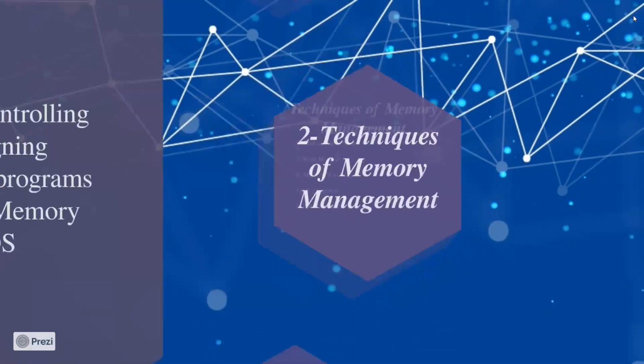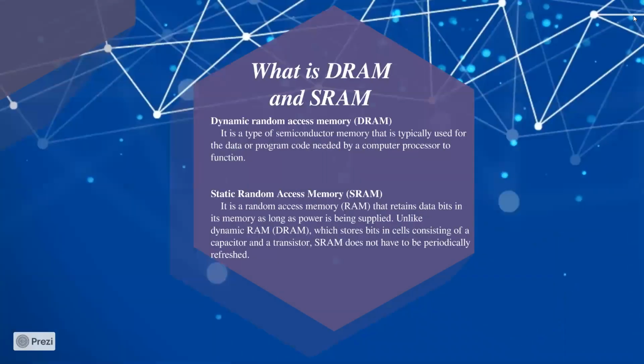Now we will discuss the DRAM and SRAM. DRAM is a type of semiconductor memory that is typically used for the data or program code needed by a computer processor to function. DRAMs are charge-based devices where each bit is represented by an electrical charge stored in a very small capacitor. The charge can leak away in a short amount of time, so the system has to be refreshed to prevent data from being lost. It also offers the best price per performance as well as the higher density of memory cells per chip.